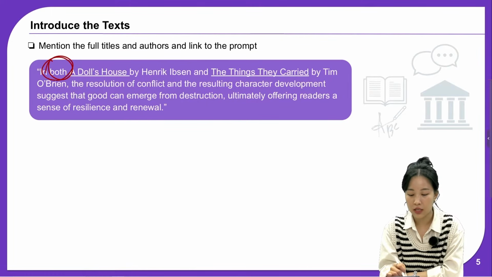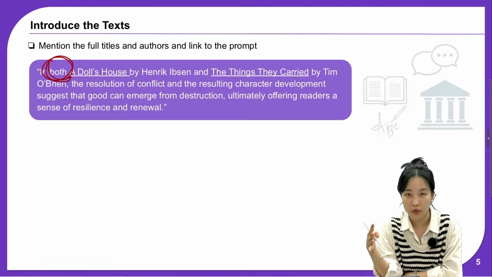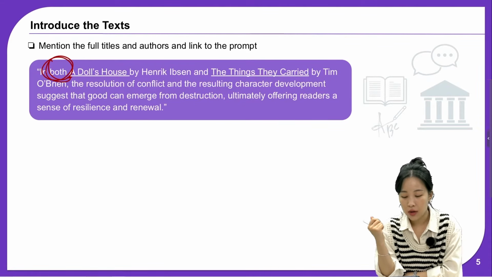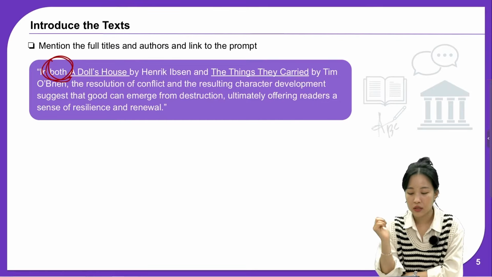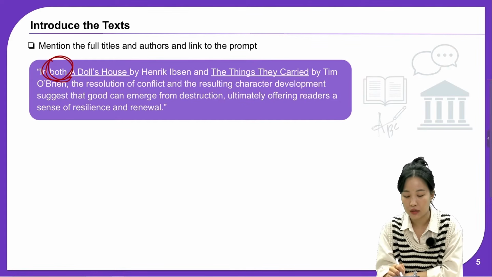So as you can tell here, right, I said in both A Doll's House by Henrik Ibsen and The Things They Carried by Tim O'Brien, the resolution of conflict and the resulting character development suggests that good can emerge from destruction, ultimately offering readers a sense of resilience and renewal. So this is where it kind of goes back to the initial contextualization.